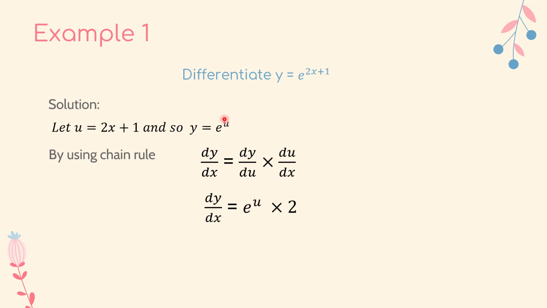We will apply the chain rule, dy/dx equals dy/du multiplied by du/dx. The dy/du, the derivative of e with the variable u, will still be e to the power of u. And then du/dx from 2x plus 1 is 2. So dy/dx will be, changing u back to 2x plus 1, 2 times e to the power of 2x plus 1.